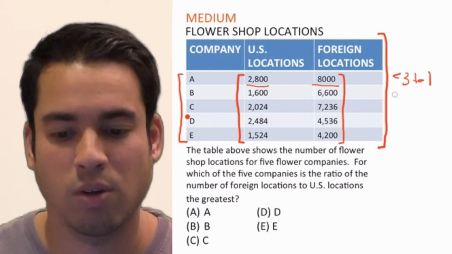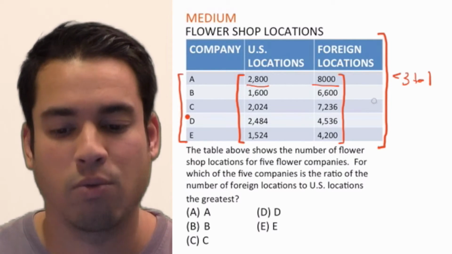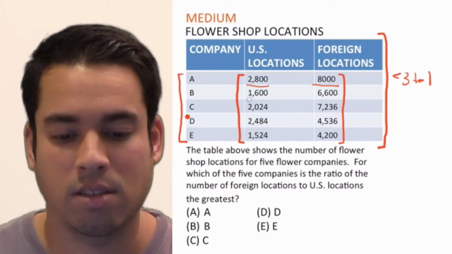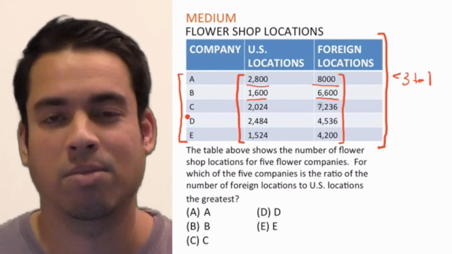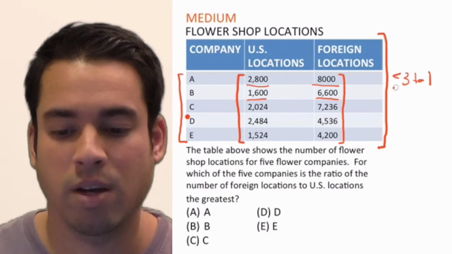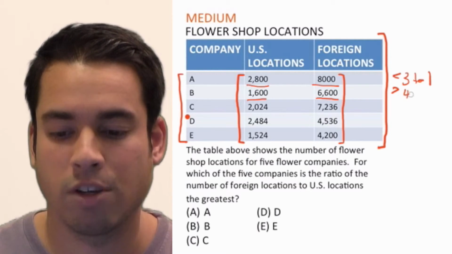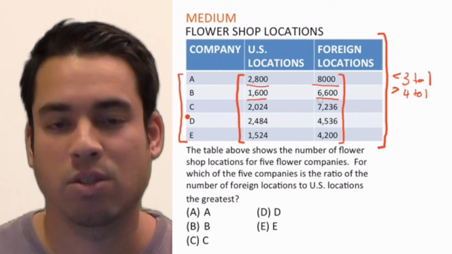Okay, now let's look at this one, 1,600 to 6,600. So this is interesting. How does 1,600 to 6,600 relate? Well, we know that 4 times 1,600 is about 6,400. So this is a little bit greater than a 4-to-1 ratio. Okay, let's keep going. Now that's the biggest one to beat right now.